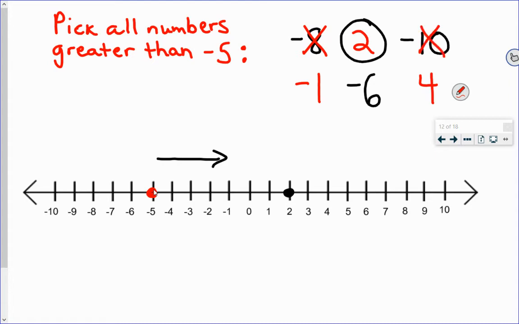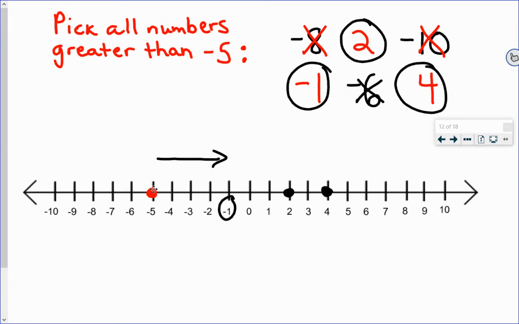All right. How about negative 1? Is it to the right of negative 5? Yes, it is. Right there. That's a good answer. How about -6? Nope, it's on this side. It's to the right. So that's also greater. So those three numbers are greater than -5, and the other three that I marked out are not greater than -5.